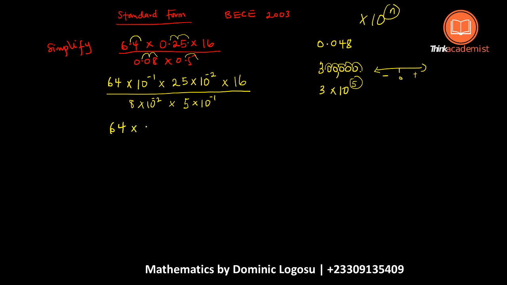So we bring the 25 and then times 16. And then the ones with the powers will come, so 10 raised to the power negative 1 times 10 raised to the power negative 2. And then we also do this 8 times 5, and then times 10 raised to the power negative 2 times 10 raised to the power negative 1.